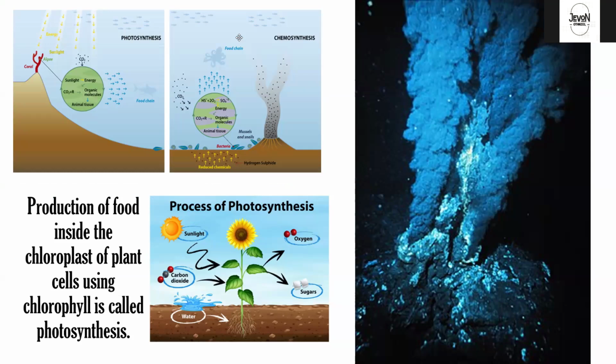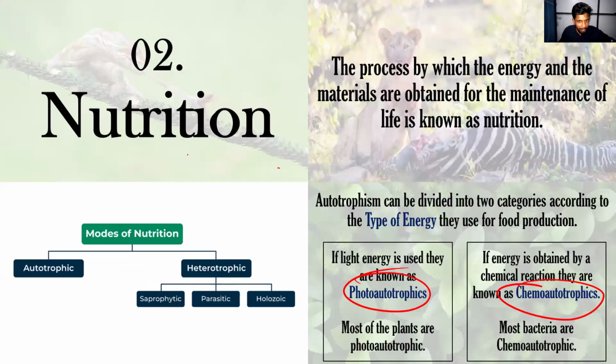So are there other types of plants who are not photoautotrophs? All the plants are photoautotrophs because they are using the sunlight. Autotroph means they are producing their food by themselves. The plants and the bacteria are producing their food by themselves. But the plants are using the light energy, so that's why they are called photoautotrophs.